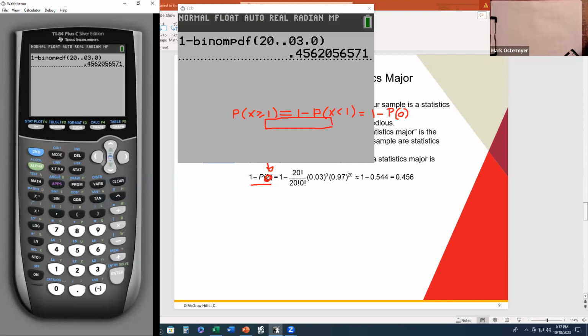So there you go, ladies and gentlemen. There's about a 46% chance that when I randomly select 20 students from this university campus, I will select at least 1 stats major, at least. That's to say that I could select 1 stats major, or maybe 2, or 3, or 4, and so on up through 19, or all 20 that I select might be stats majors. Okay.